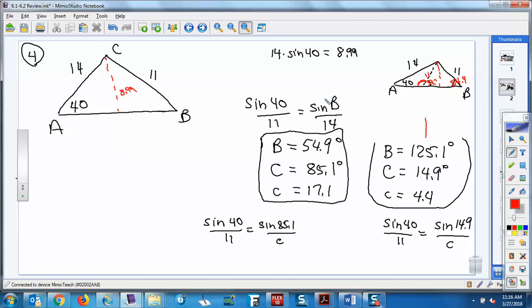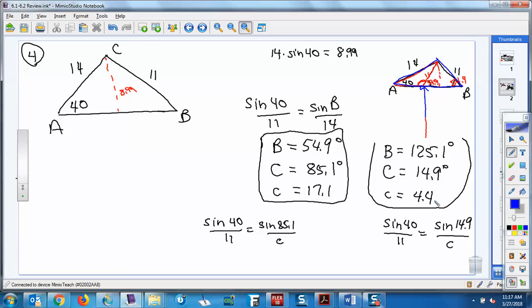Okay, now the reason you don't have to draw this picture. The reason you subtract it from 180 is when you swing this other side over here, and this is 54.9, the angle you're looking for in this triangle. This is your second triangle right here. Your first triangle is the big blue one. Your second triangle is that red one, because it's got 14, it's got 11, it's got 40. It's got the same pieces of information. So this angle you're looking for in the red one is going to be the 125.1.